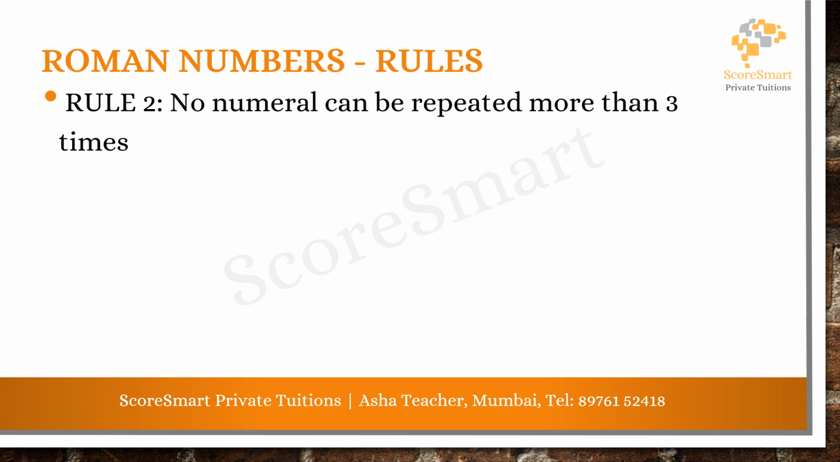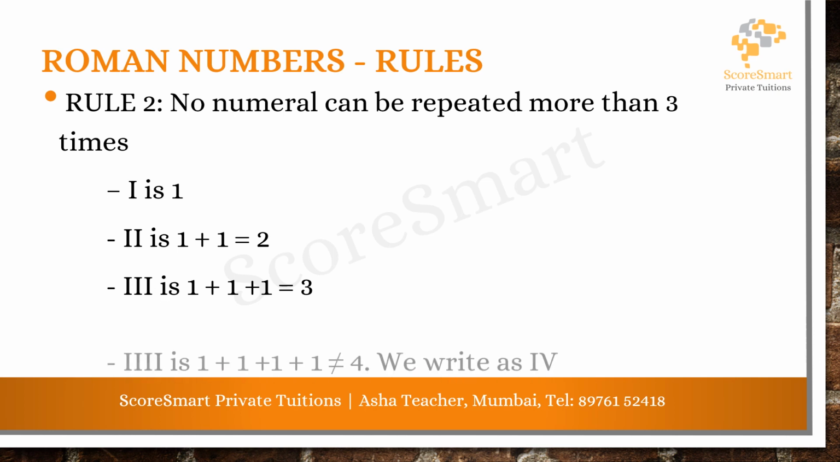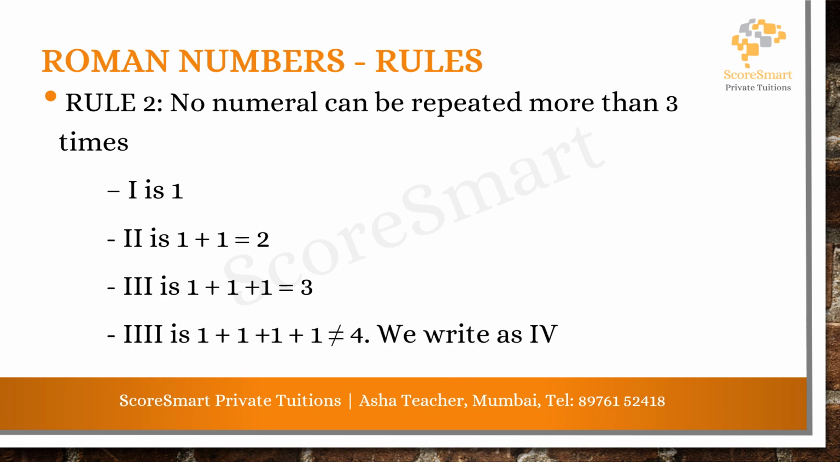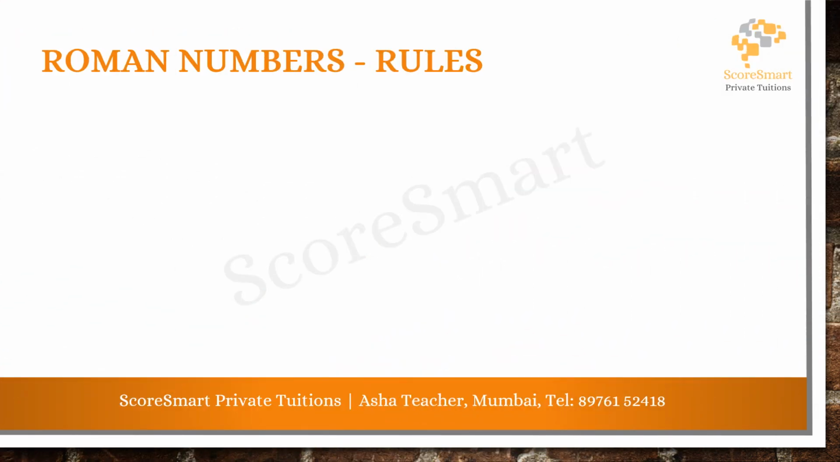Rule number 2. No numeral can be repeated more than 3 times. For example, I is 1, II is 2, III is 3, but IIII is not 4. We write 4 as IV and not IIII. So no numeral can be repeated more than 3 times. Let's see the next rule.